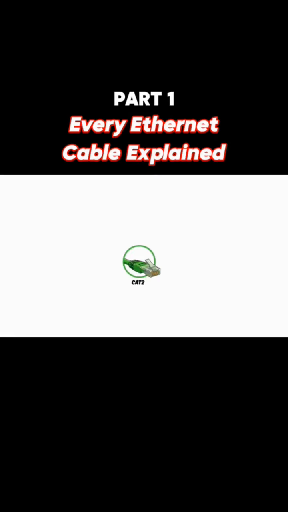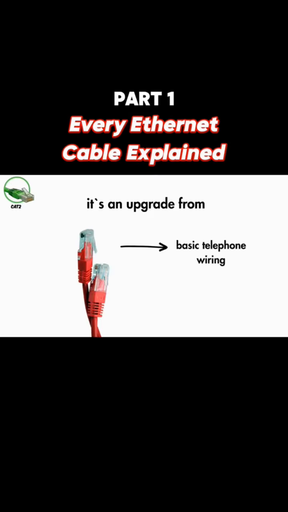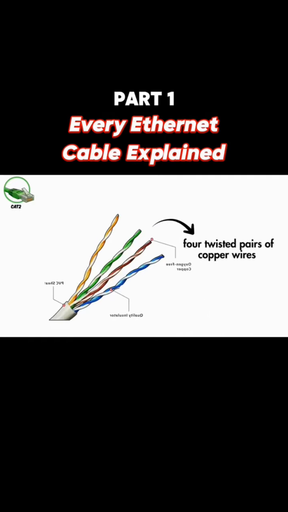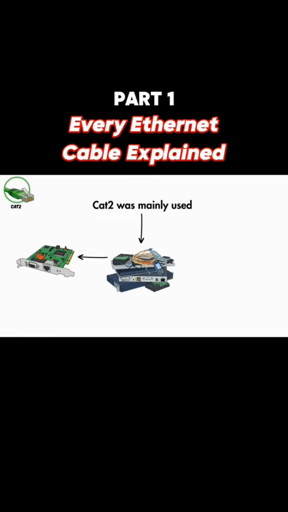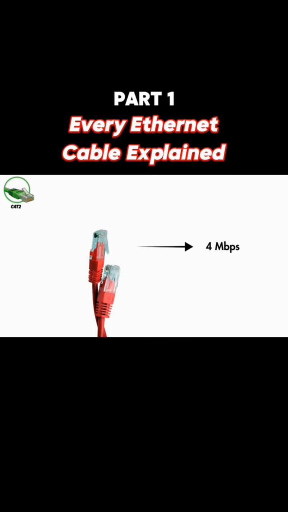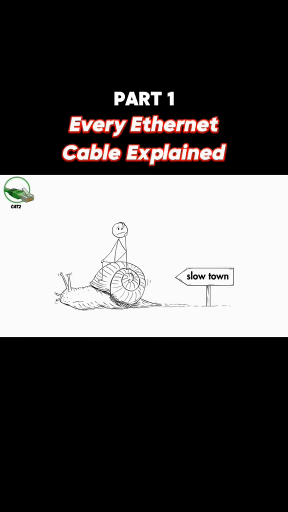Category 2, or Cat2, was an upgrade from basic telephone wiring and could carry both voice and very early data signals. It usually came with 4 twisted pairs of copper wires, which helped reduce interference at the time. Cat2 was mainly used in old networking systems like ArcNet and 4 megabit token ring, and it only supports speeds up to about 4 megabits at 4 megahertz, far too slow for modern internet.